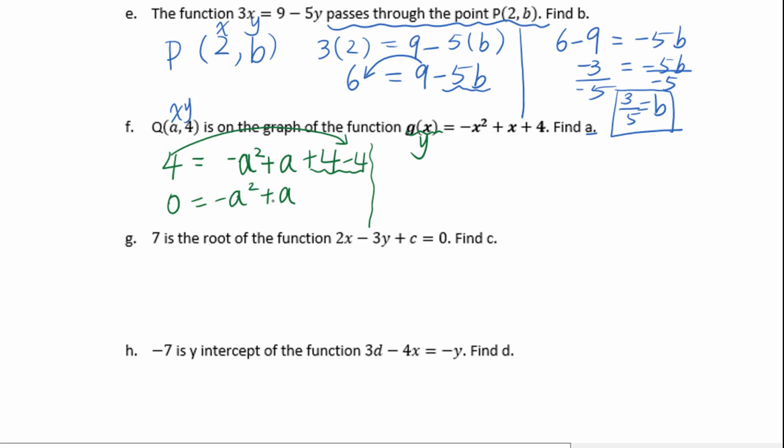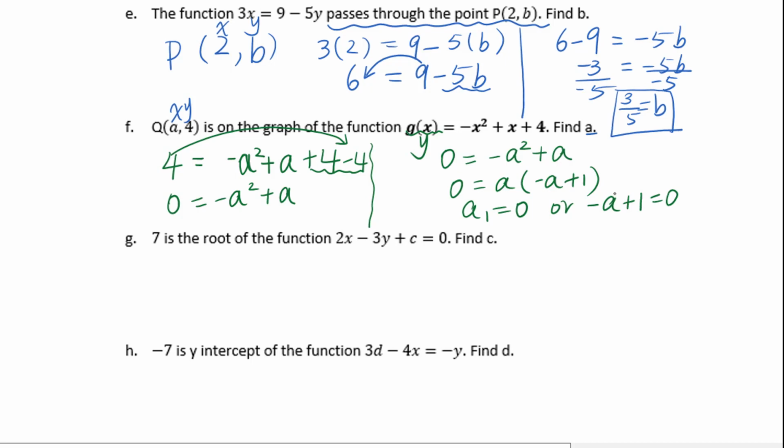Combine like terms, this is a 0. So we have 0 equals -a squared plus a. Common factor is a, so we have a times (-a plus 1). Then we have a equals 0, or -a plus 1 equals 0. Then cross the river, change the sign, you will get a equals 1. So we have a1 equals 0 and a2 equals 1. You have two solutions to this a.